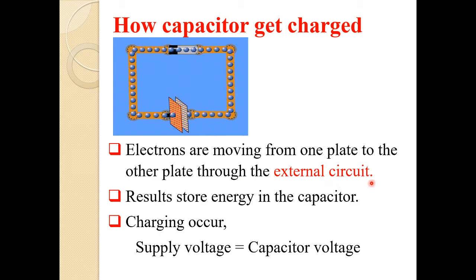What does this result in? This results in energy stored in the capacitor. How long does this occur? The charging will occur until the supply voltage equals the capacitor voltage. Why is the capacitor voltage building up? Because when the charge separation occurs, one plate gets positive and one plate gets negative, and an electric field builds up between the two plates where the potential difference builds.